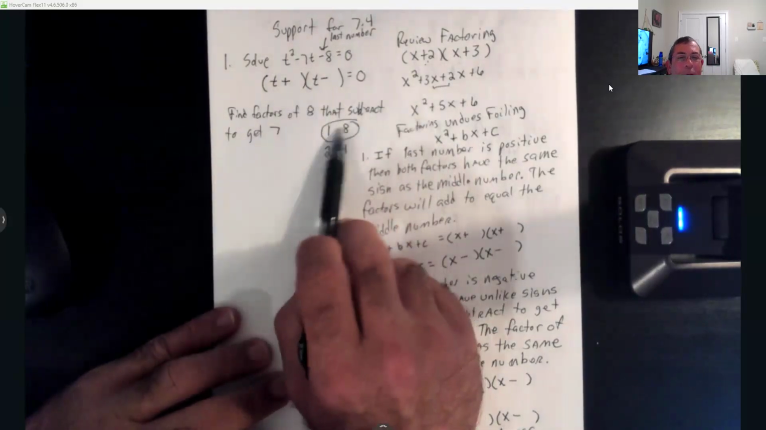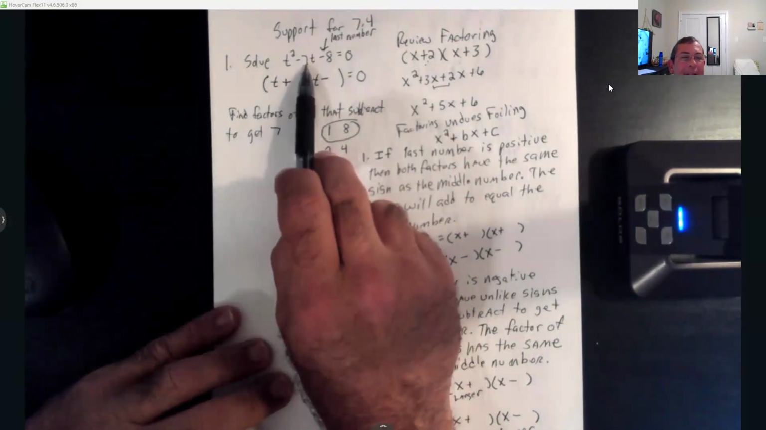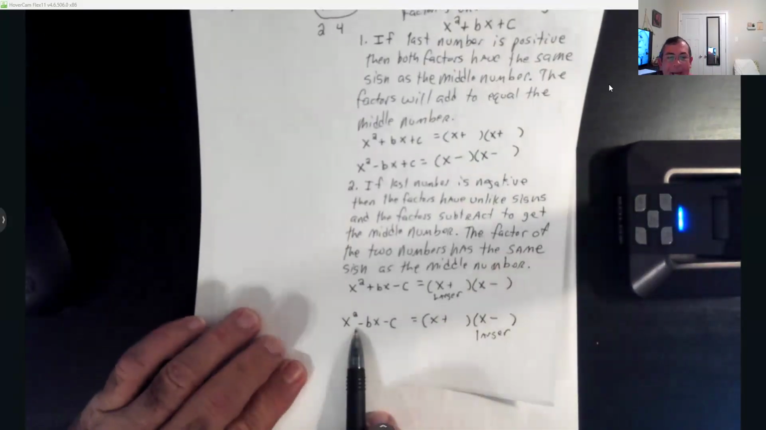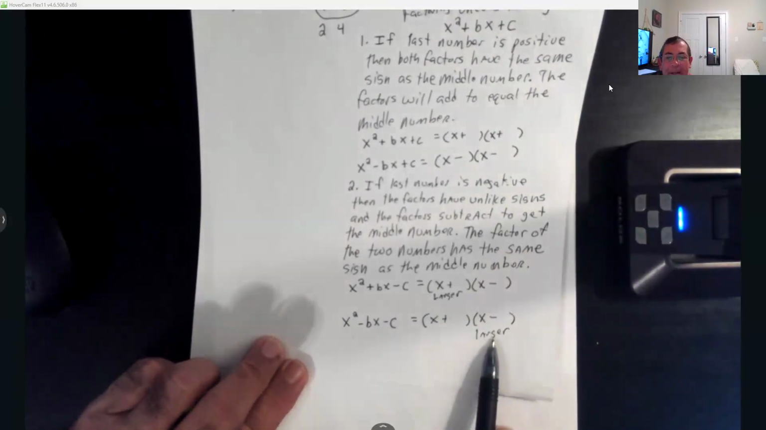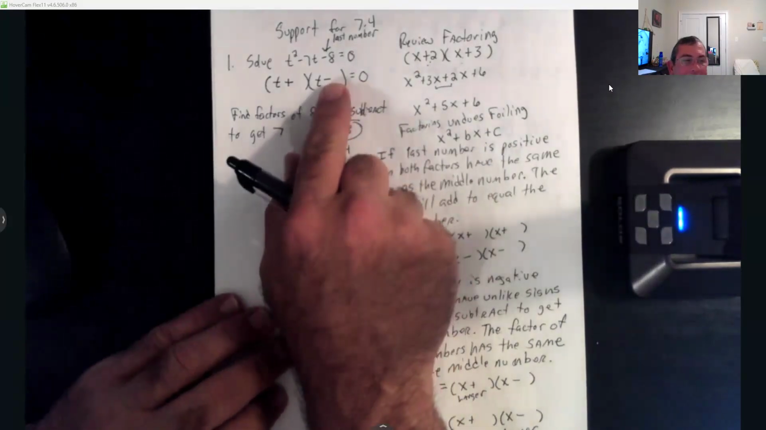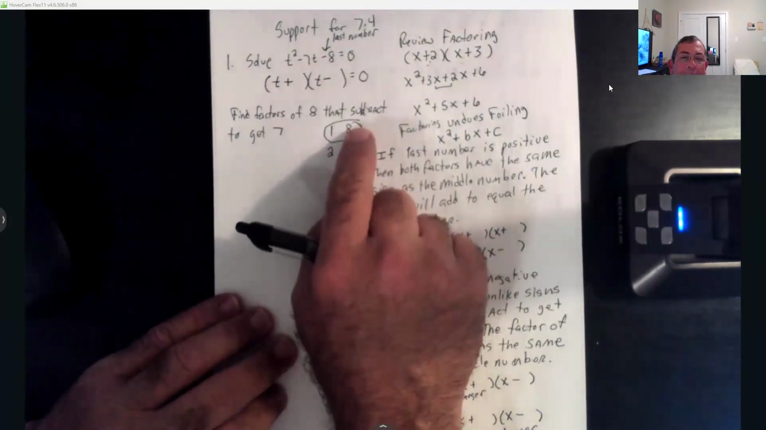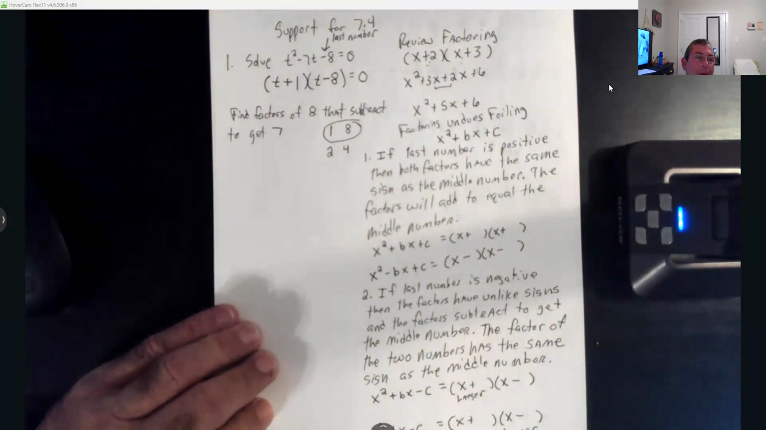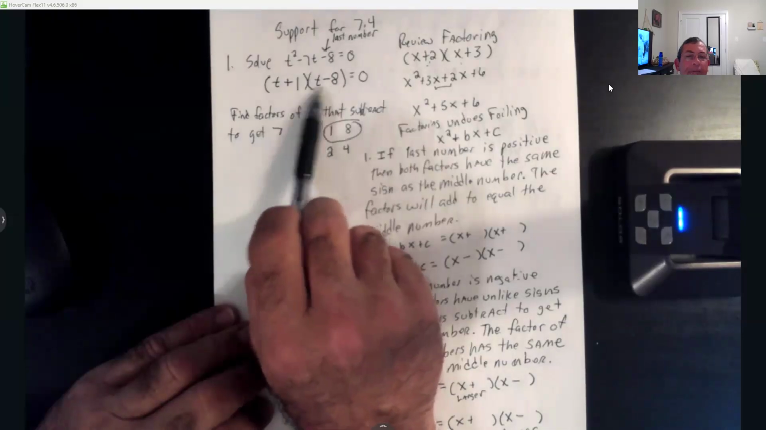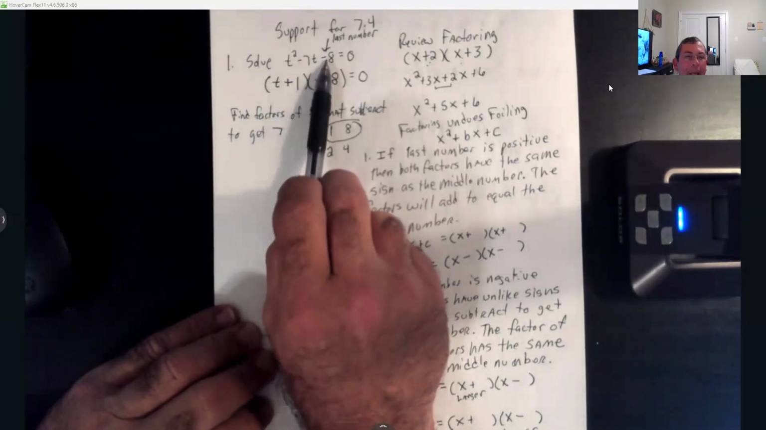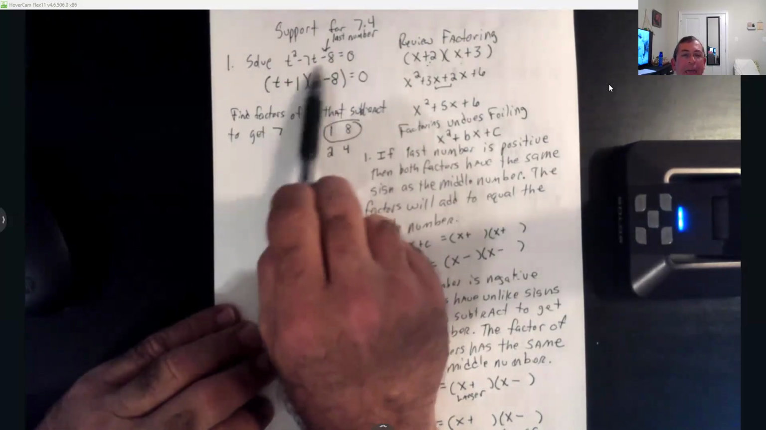So I got the two numbers. They subtract to give me 7. But remember down here, when we had a negative in the middle and a negative at the end, we said the larger factor would be negative. So the larger factor has to be negative like the middle. So y'all, that means the 8 is negative and the 1 is positive. So if you add 1 and -8, you get -7. If you multiply 1 times -8, you get -8. So y'all, that's factored in.